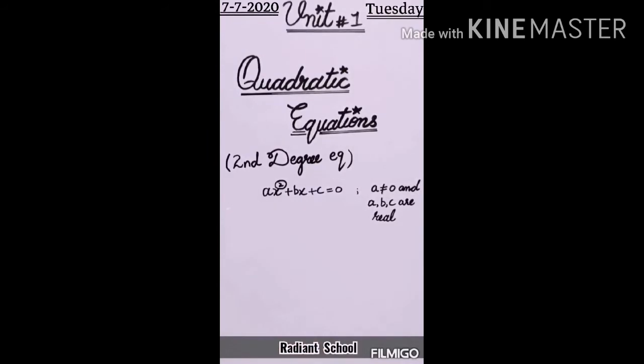Students, here we have one restriction with it as well. Here a must not be equal to 0, and these a, b, c, which are the coefficients of x square, x, and the constant, are real.